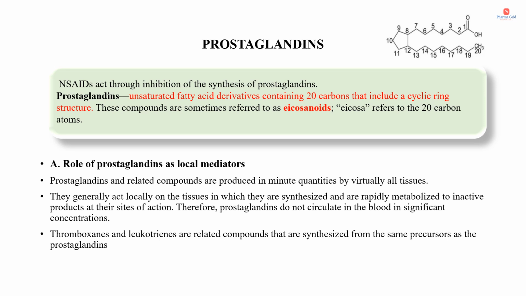Now let's see the role of prostaglandins as local mediators. These prostaglandins and related compounds are produced in minute quantities by virtually all tissues. They generally act locally on the tissues in which they are synthesized and are rapidly metabolized to inactive products at their site of action. This is the reason why prostaglandins do not circulate in the blood in significant concentrations. Thromboxanes and leukotrienes are related compounds that are synthesized from the same precursors as the prostaglandins.